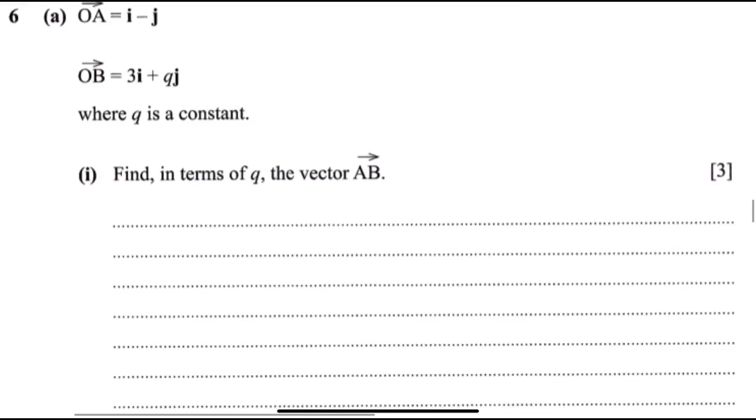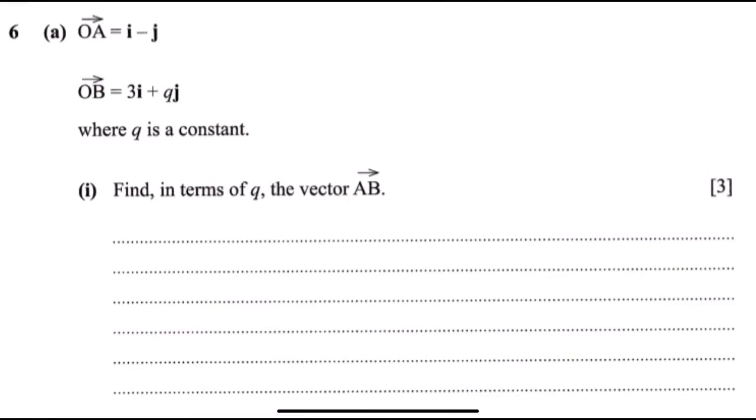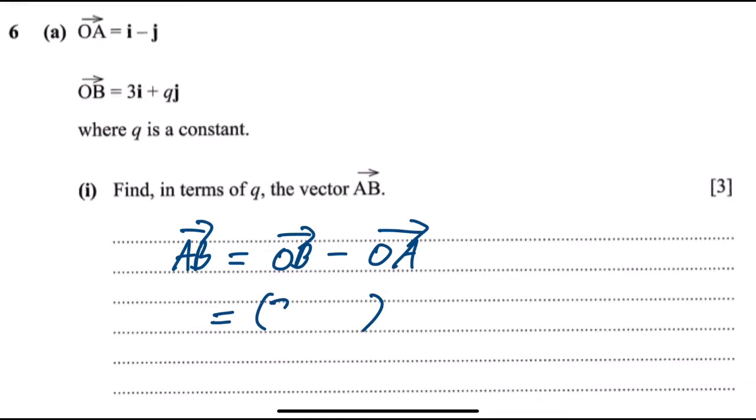Okay, next question is a vectors question. It says OA is i minus j, OB is 3i plus qj. Find, in terms of q, the vector AB. So AB, first of all, is your OB minus your OA. So let's just write that down: that's 3i plus qj minus i minus j.